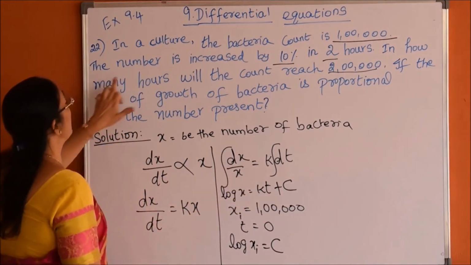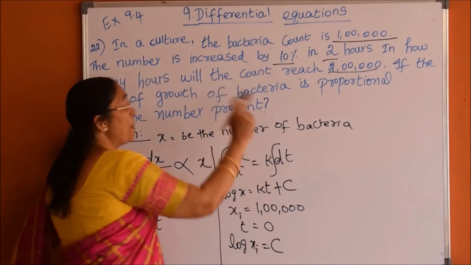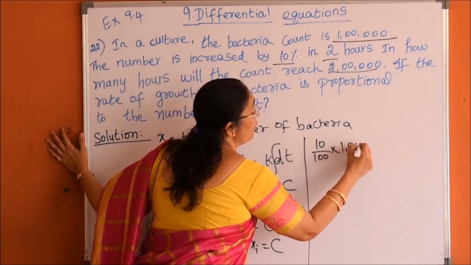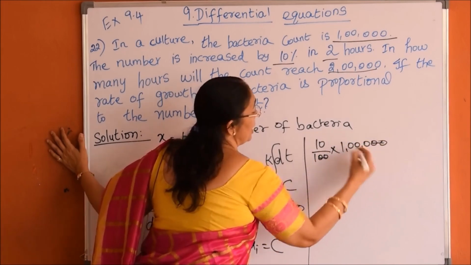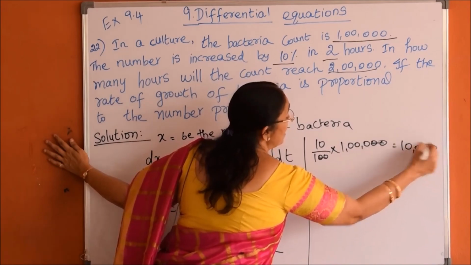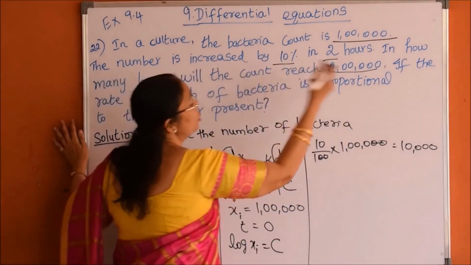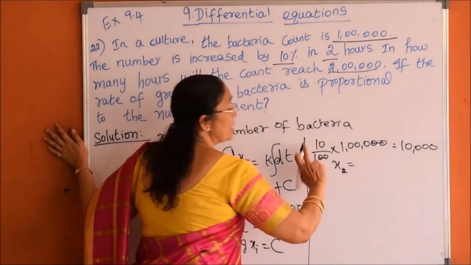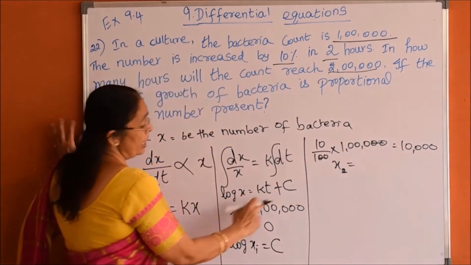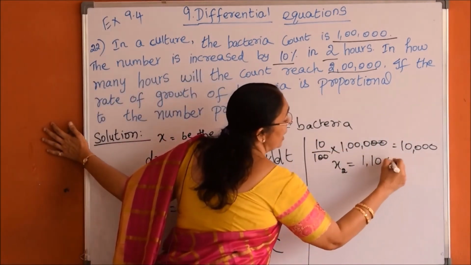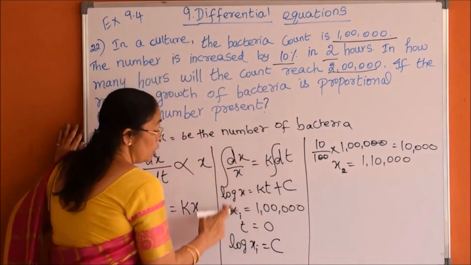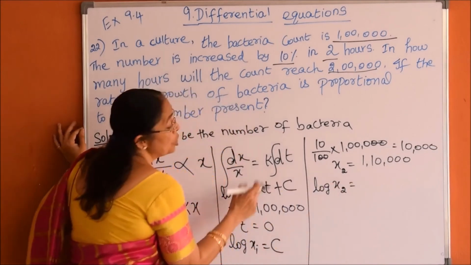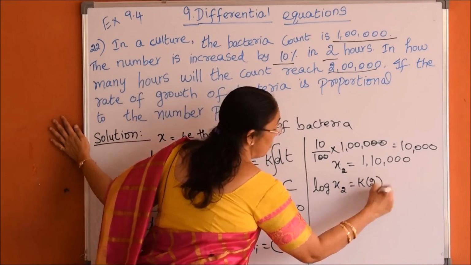Now, second condition, it is given the number is increased by 10%. So, what is 10% of 1 lakh? 10 by 100 of 1 lakh, we will get 10,000. So, the number increased by 10% in 2 hours. So, in 2 hours, I will consider x2. The x2 value is increased by 10,000. So, 1 lakh plus 10,000, which is 1 lakh 10,000 after 2 hours. So, let me substitute here: log x2 is equal to k into 2 hours plus c.